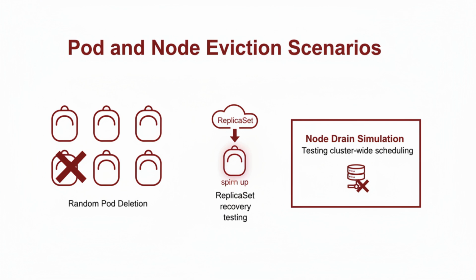Kubernetes is designed to handle pod failures, but how does your application respond during a mass eviction? We use chaos experiments to simulate random pod deletions and node drains. This helps us verify that our replica sets and deployments are correctly configured to maintain high availability. We also look for sticky sessions or local state issues that might cause errors when a pod is moved. Testing node-level failures ensures that our cluster-wide scaling and scheduling policies are robust enough to handle the loss of entire compute units without impacting the end user's ability to access the application.